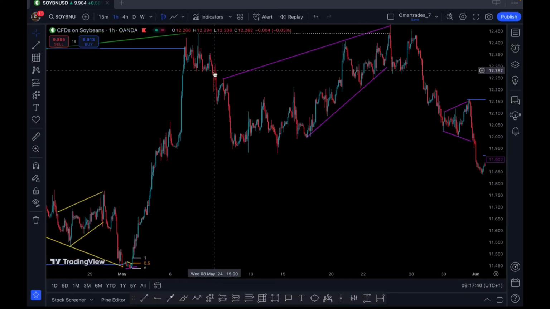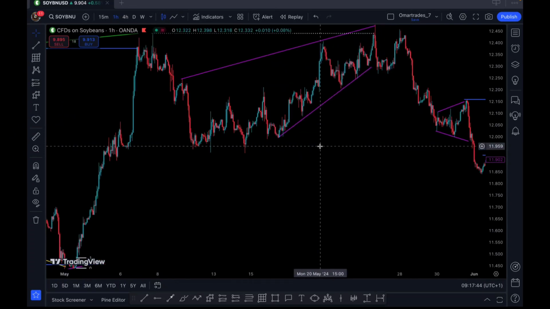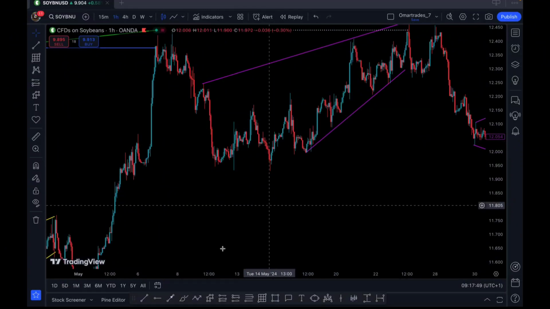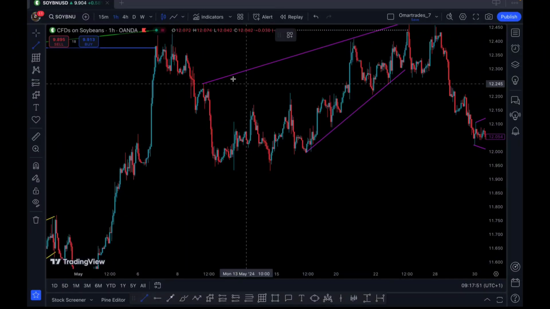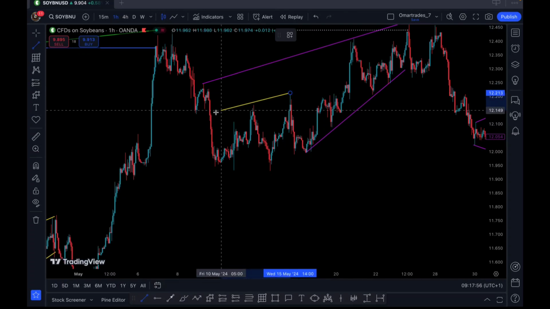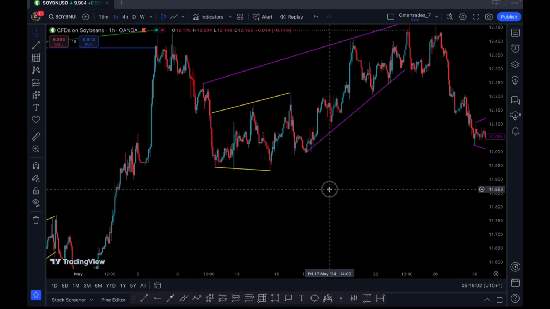You have the first flag around here, which is not the best, and then you have the second flag. Now with this second flag, the sequence is not the best. Because this is early on in the move, you don't want to be having something as big as this kind of stuff around here. So because of that, this is not the type of entry you want to be taking.